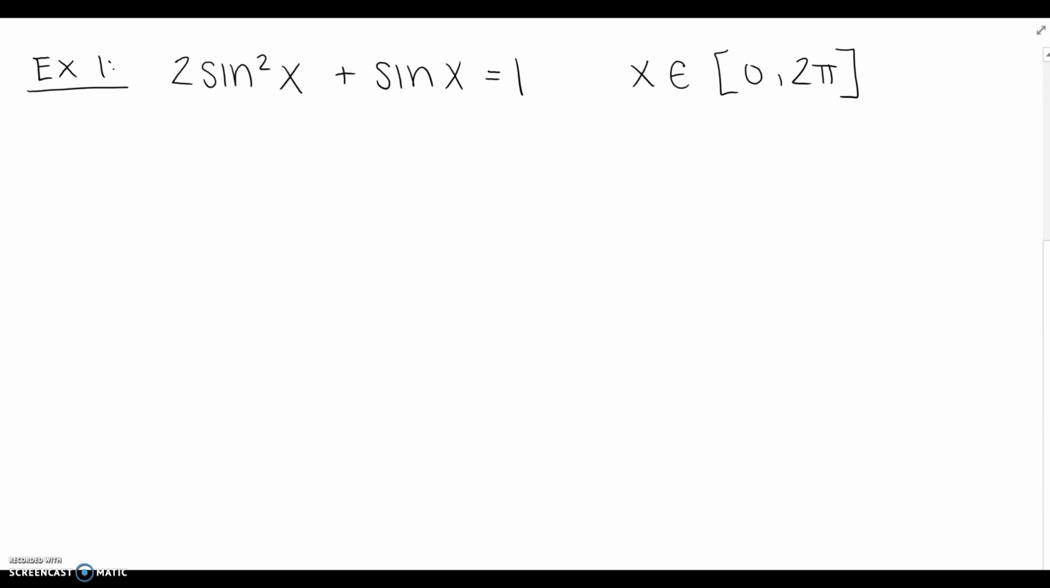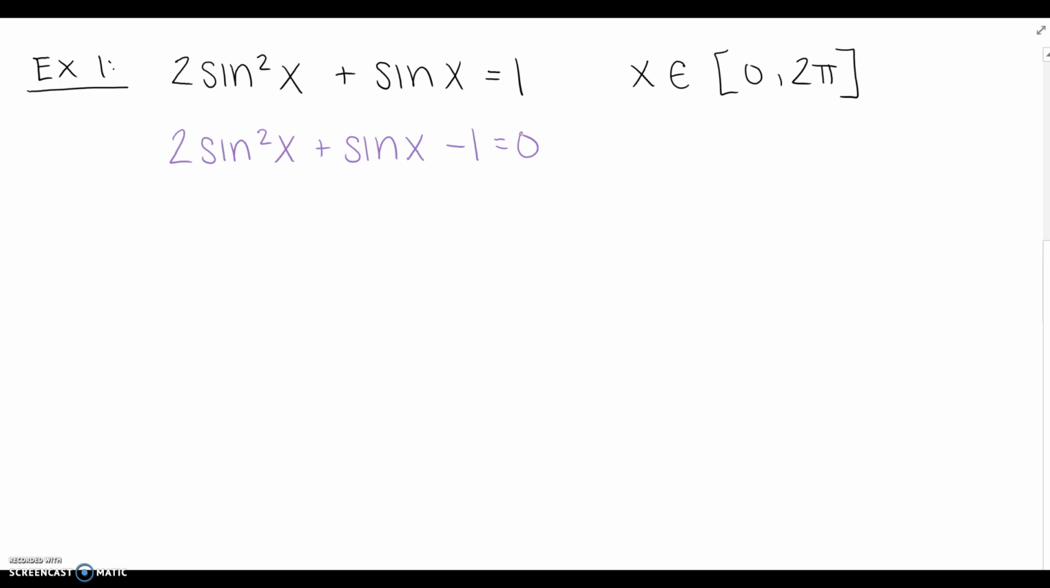So what you're going to want to do here is the same thing we talked about the other day, and move everything over. Oh, sorry, just kidding. You usually want to isolate your trig function, but here we have a sine squared and a sine, and so we won't be able to. So we can use factoring, and when you're factoring, you want to move everything over so that one side equals 0. So I'm going to subtract 1.